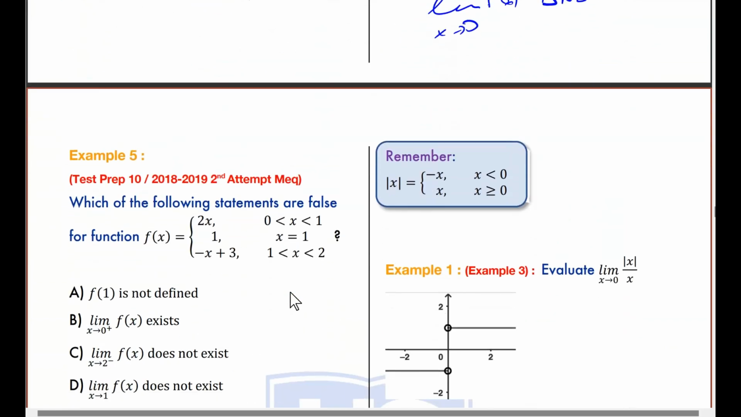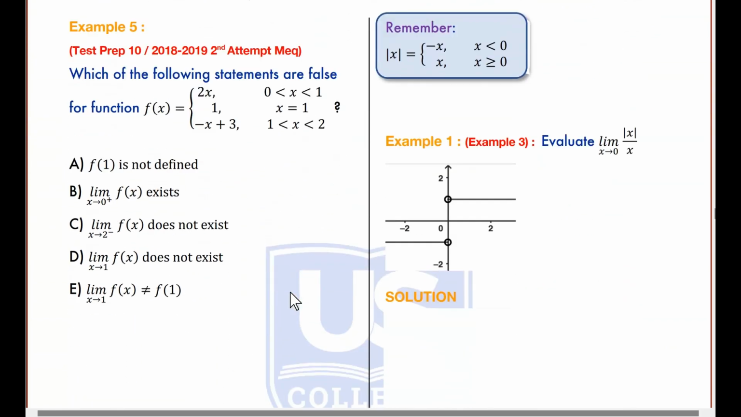Okay, another question, a test prep question. Which one is false? Check each option one by one. F of 1 is not defined. How do you find the value of the function at a given point? By using the equality. Where is the equality? Equality is in the middle condition. It is 1. It is defined. So this is false.